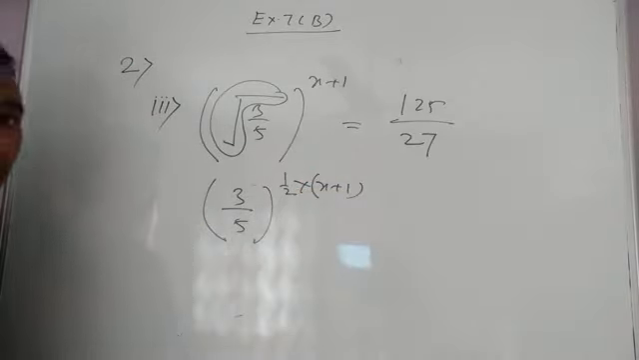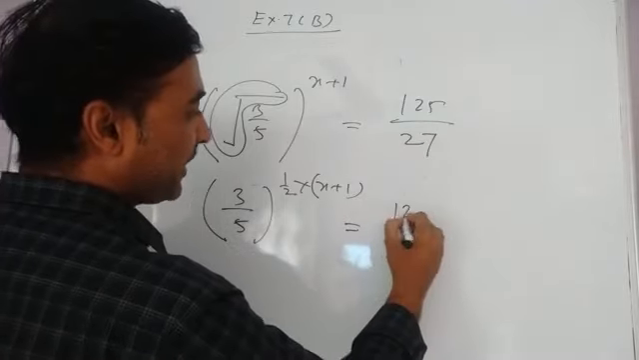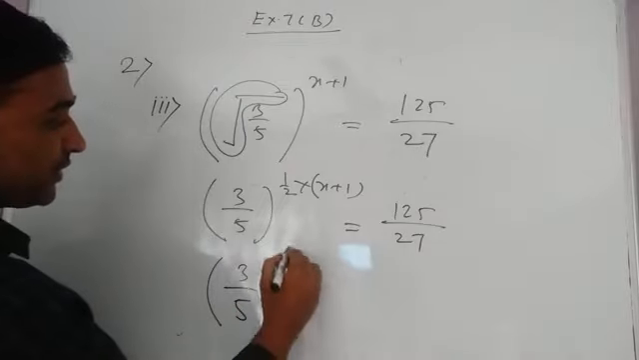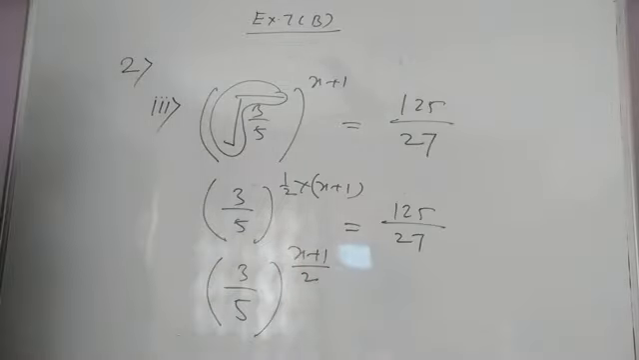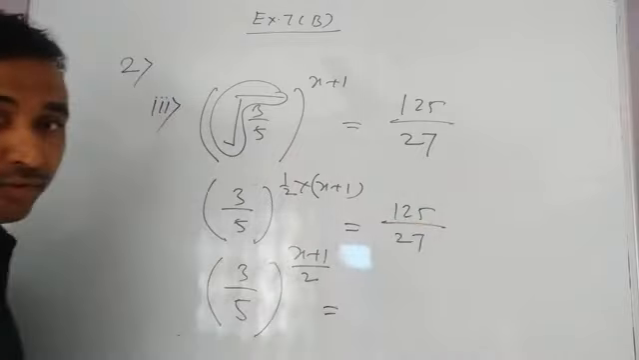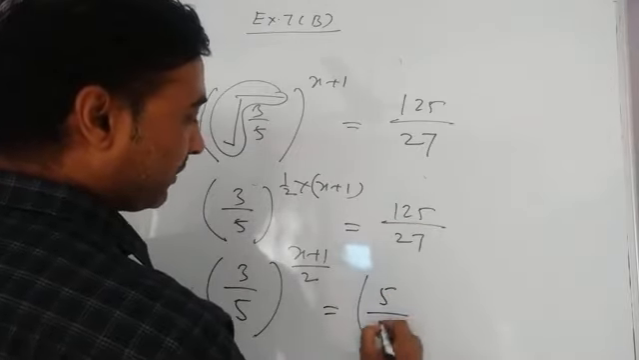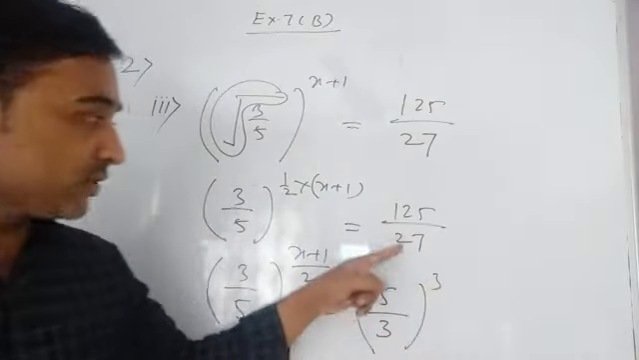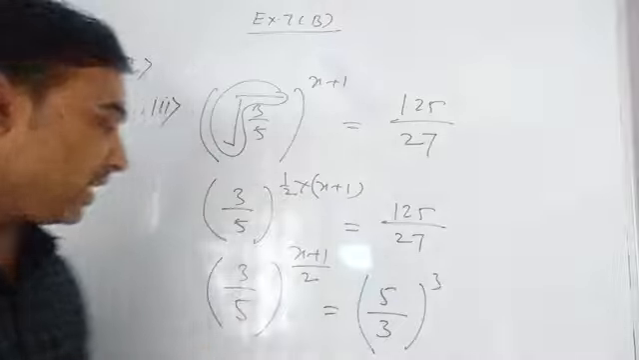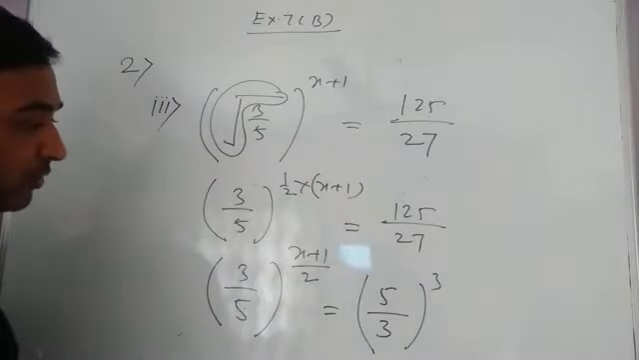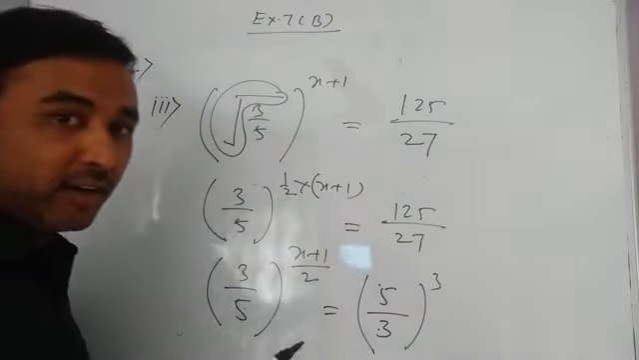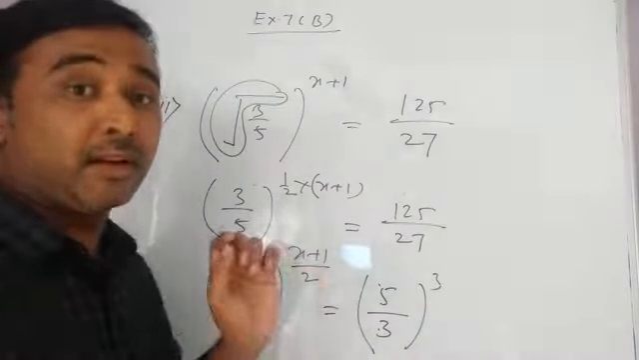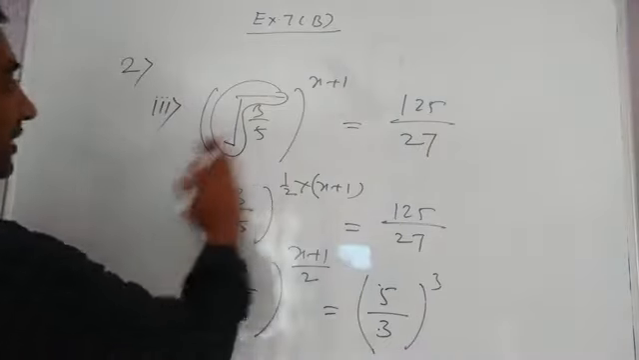I hope it's clear to you, children. This is equal to 125 as it is upon 27. So this will be 3 upon 5 raised to x plus 1 upon 2, is equal to, this 125 can be written as 5 upon 3 whole cube. This 125 can be written as 5 cube, and this 27 can be written as 3 cube. Now if you see, here it's 3 upon 5 and here it is 5 upon 3. Again, we have learned this concept: if we take the reciprocal of this, then the sign of the indices will change.